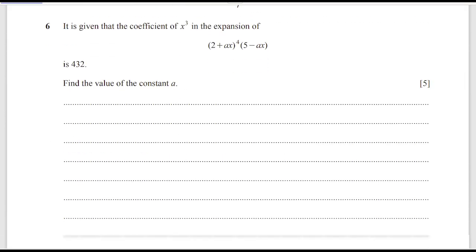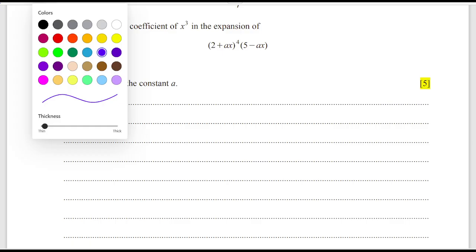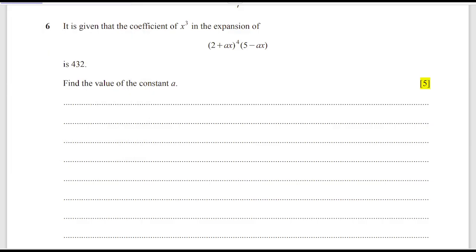Next question. It is given that the coefficient of x cube in this expansion is 432. Find the value of the constant a. It's a 5 marks question, and the formula of binomial expansion is given in the formula sheet. This type of question is comparatively challenging from the binomial. In such questions, when we have a product of two binomials, the first thing to observe is those terms which result in the x cube.